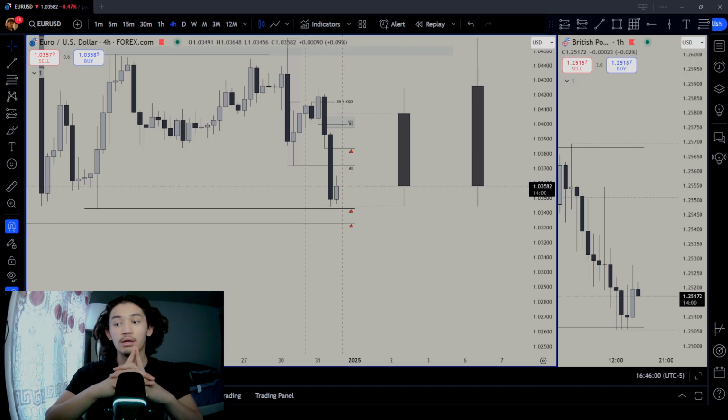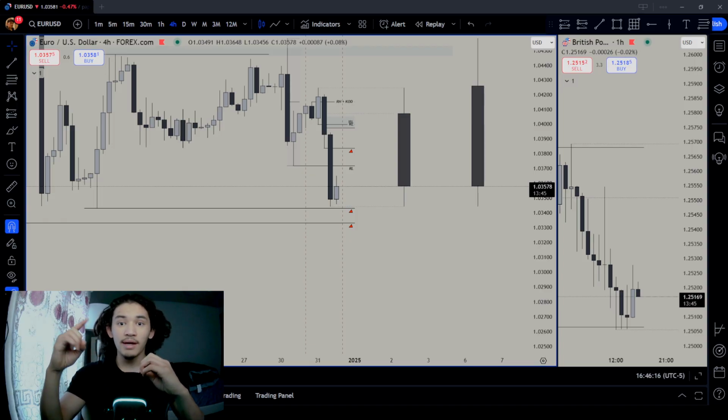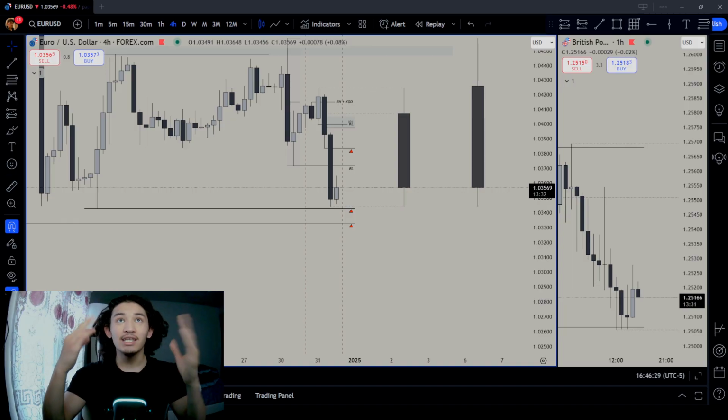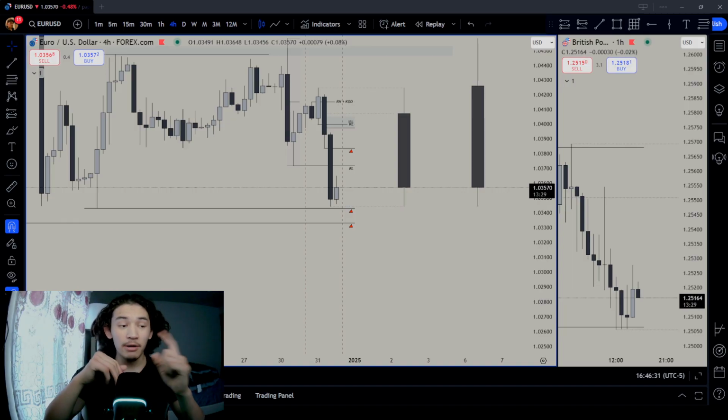You would need a CISD entry only, because you guys know there is a model number 2, there's a model number 3, there's a model number 1, right? Model number 2 is basically a breaker block entry. Number 3 is a fair value gap. Number 4 is a unicorn model, right? All into a what? Into a CRT. So you can see how many entries you have.